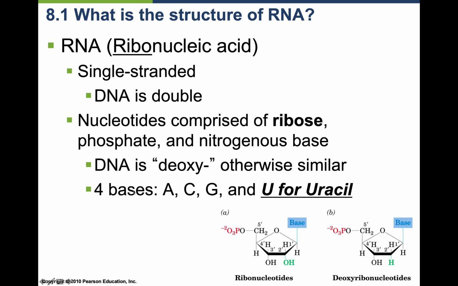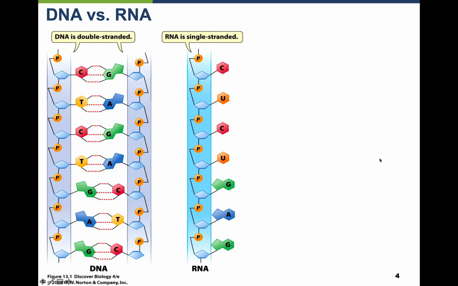And there are 4 bases. There's an A, C, G, which are all very similar with DNA. But for RNA, there's a U, which is for uracil. And do you know which of the base pairs it replaces? Think about it. It replaces T.